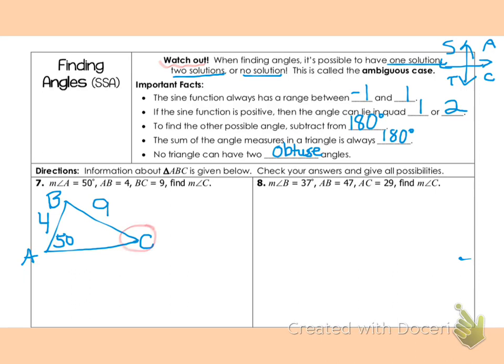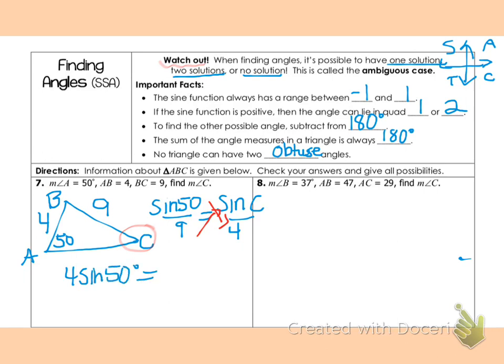So setting up the law of sines would look like this. The sine of 50 over 9 must equal the sine of C over 4. So we've talked about how we use inverses for angles. Once we do the cross products here, then we know that the last step in order to find the angle will be to take an inverse. So doing the cross products would look like this. It's going to be 4 times the sine of 50 equals 9 times the sine of C.